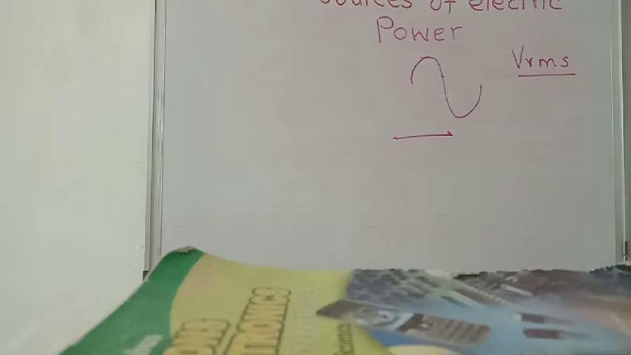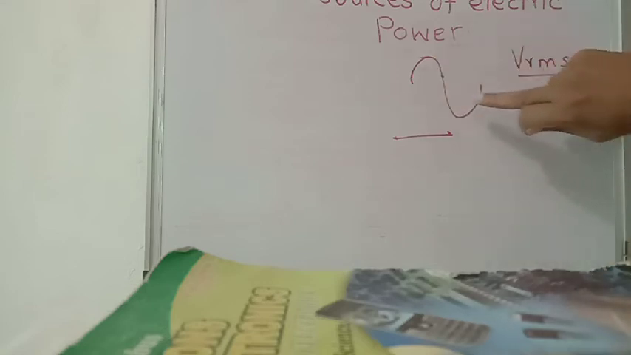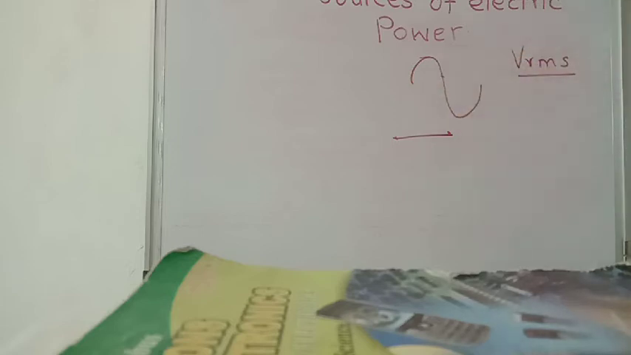Frequency means the number of cycles per second. It is called frequency. Number of cycles per second. 50 cycles are produced in one second. 50 Hertz. This is the frequency of AC line voltage.